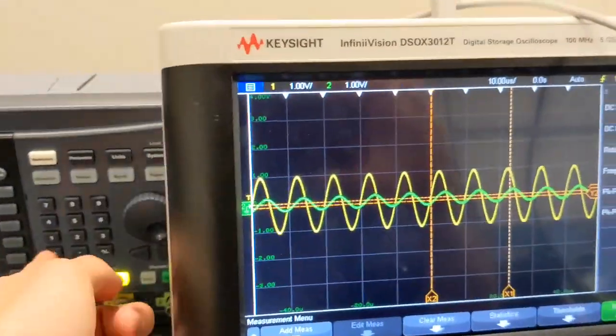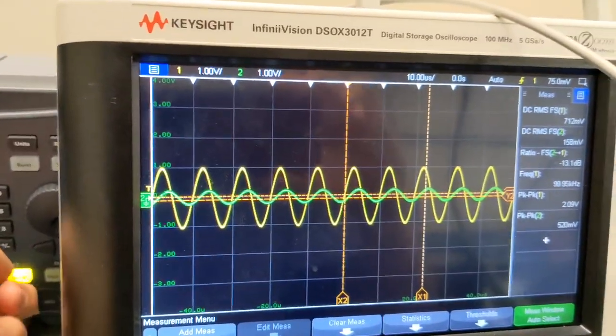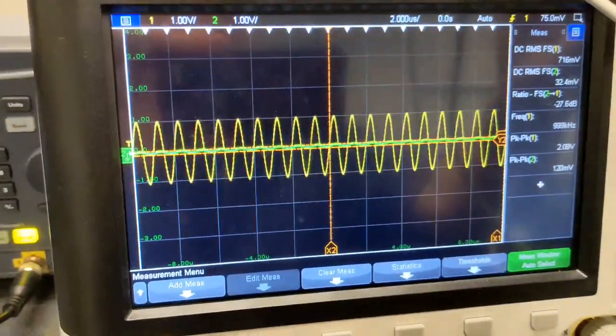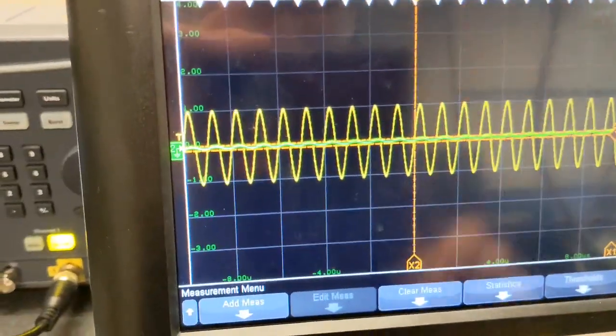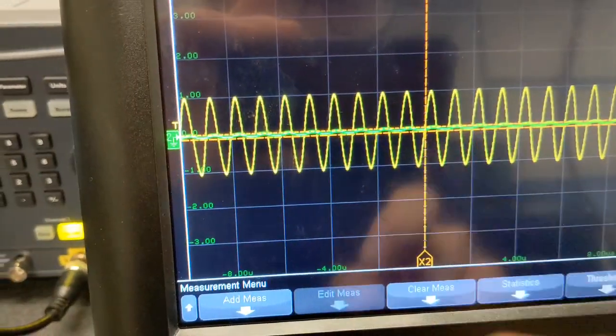I'm going to turn it up to 1 megahertz just to see what happens. 1 megahertz. Yeah, now we're getting like nothing. I'm not sure I can even find a peak on the green. Well, it's kind of there. Yeah, very cool.